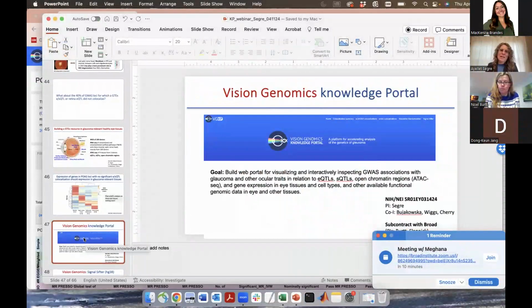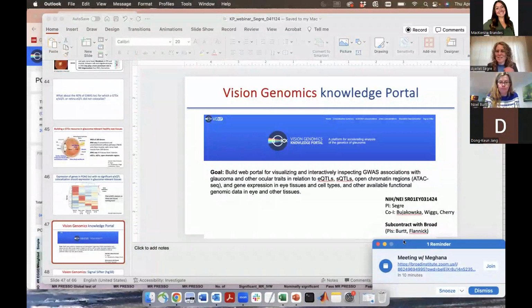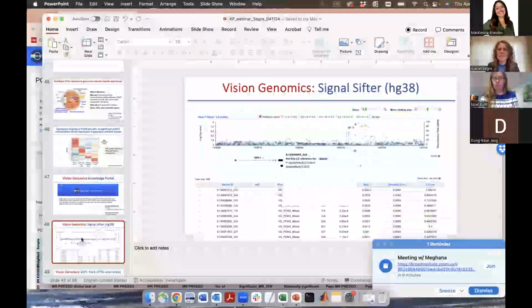And so the Vision Genomics portal, we're very excited to have partnered with Noel Bird and Jason Flannick and their team, and particularly with Maria and DK and Trang, and to be able to build a portal where we can visualize and inspect GWAS associations with glaucoma, but also other ocular traits in relation to QTLs and open chromatin regions and gene expression from eye tissues and cell types, but also from other tissues such as GTEx.